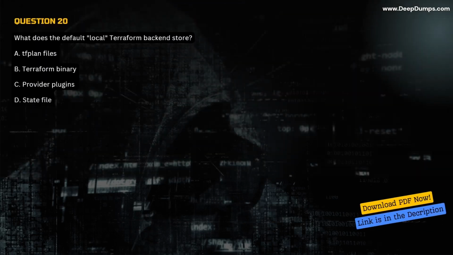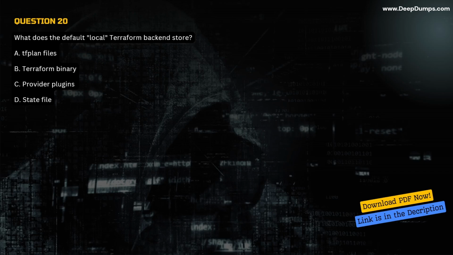Question 20. What does the default, local, Terraform backend store? A. Plan files. B. Terraform binary. C. Provider plugins. D. State file. Correct answer D.